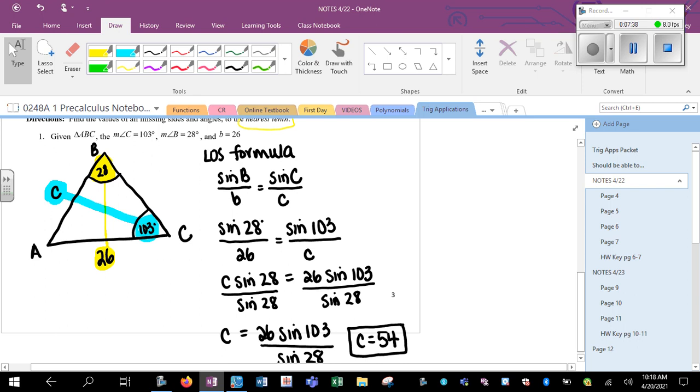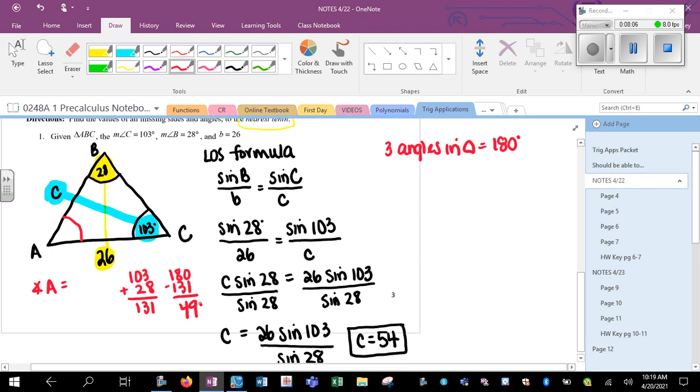You'll notice right now we don't have either of those. But angle A should be the next thing we find because we remember from geometry that 3 angles in a triangle add up to 180 degrees. So to get angle A, we're going to say that 103 plus 28 is 131. Subtract that from 180. That tells me that my missing angle is 49 degrees.